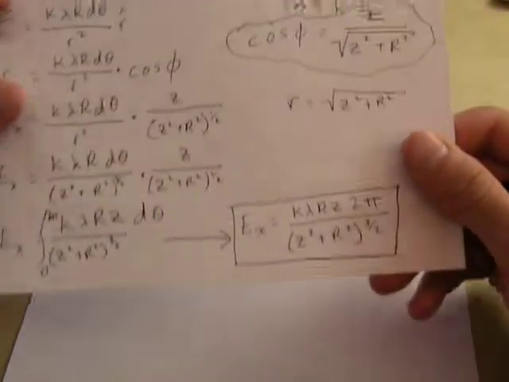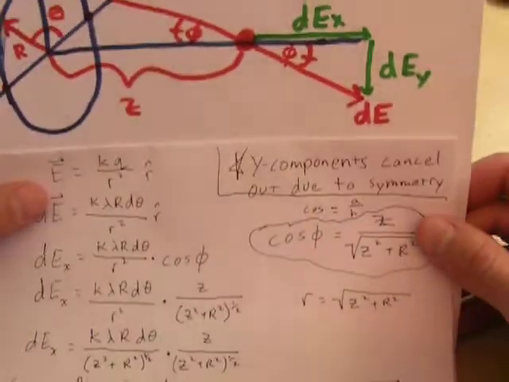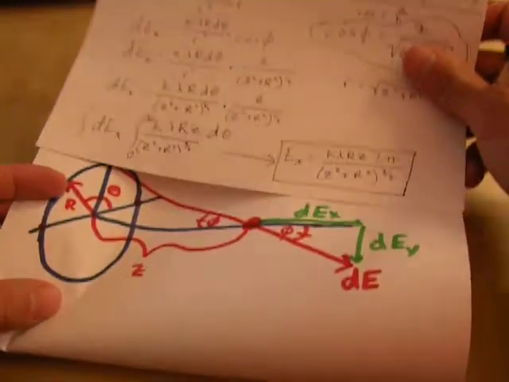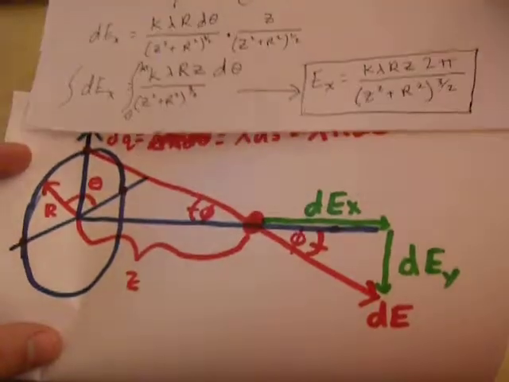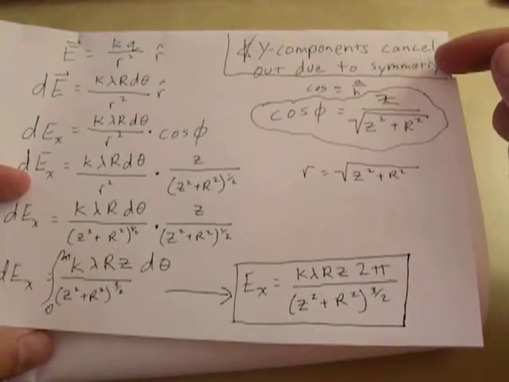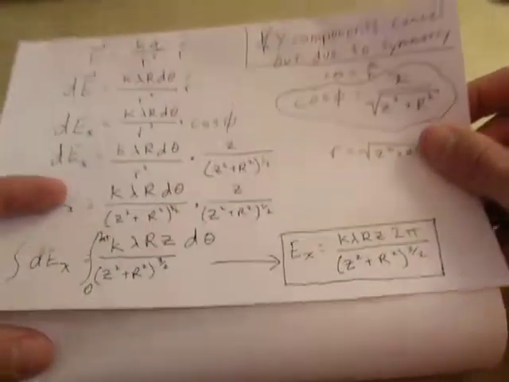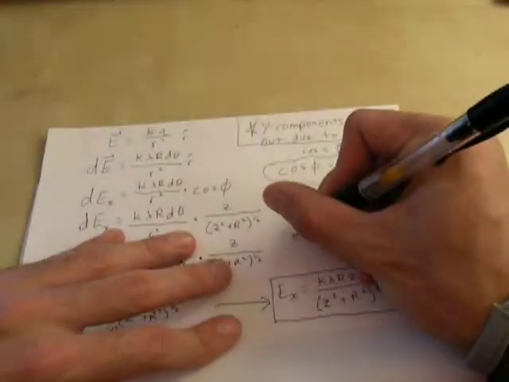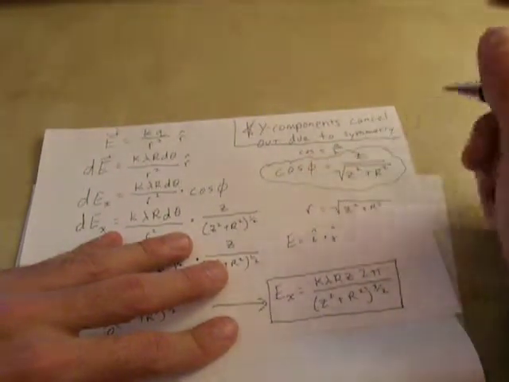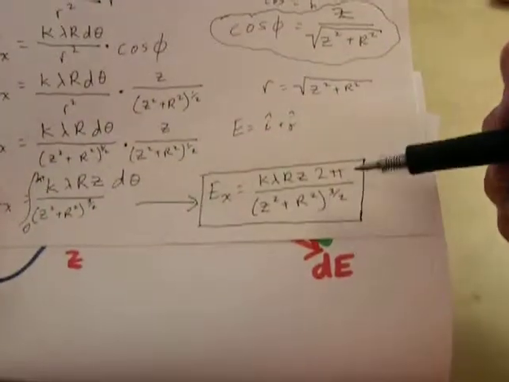I know it says Ex, like it's the x component, and you would think the E field has x and y components. But the thing is, we already stated that the y components are canceled out, so there is no y component. So if you were going to sum up E as your i hat plus your j hat, you'd only have an i hat there. Your i hat being this puppy right here.